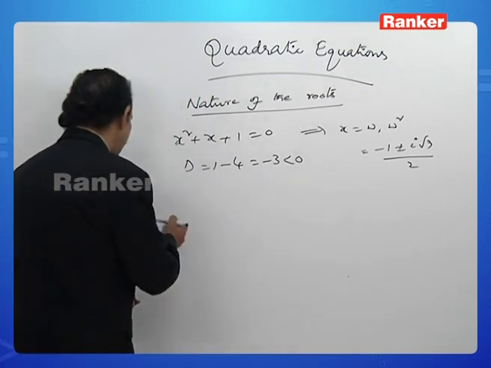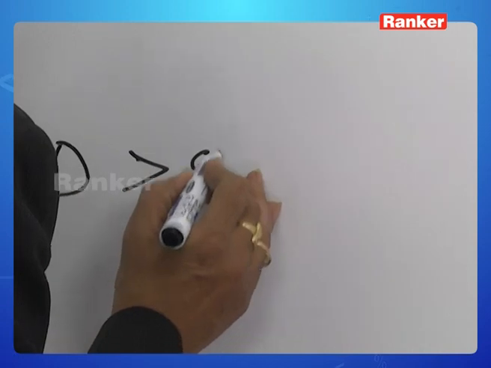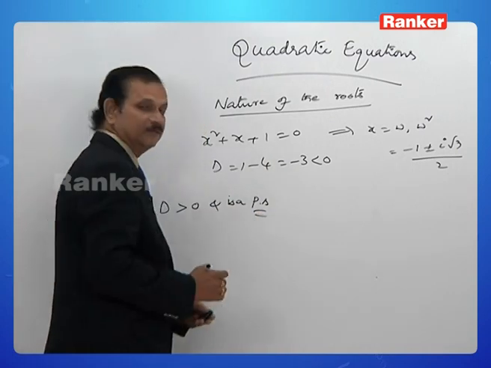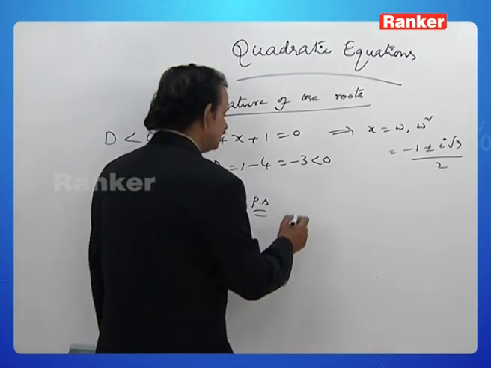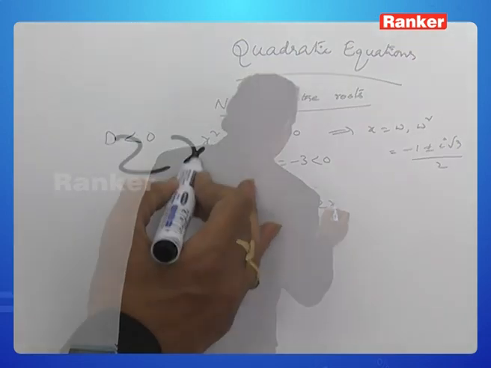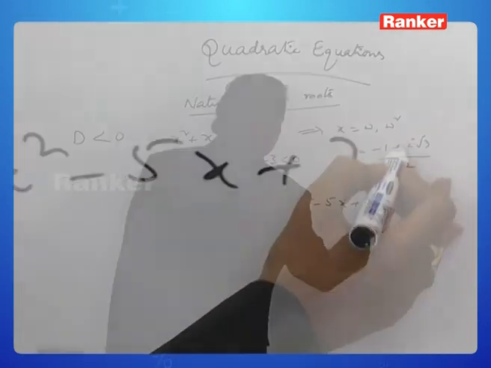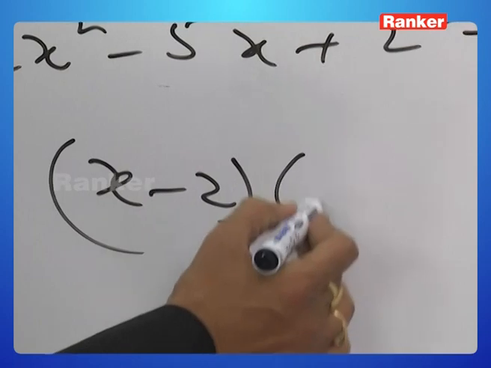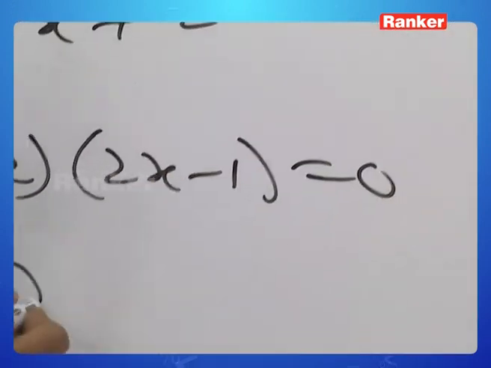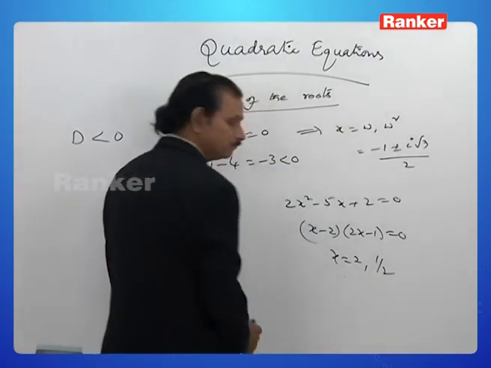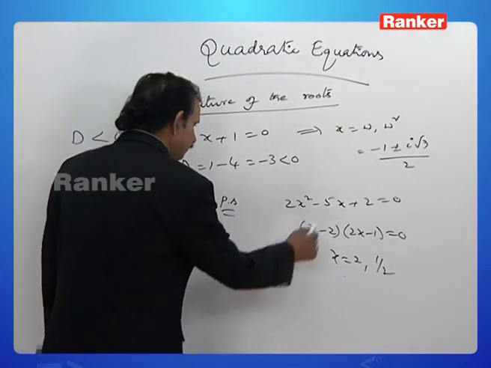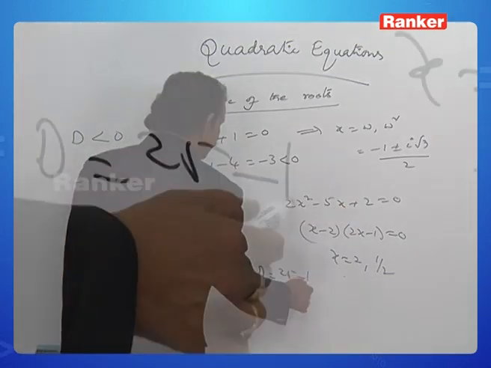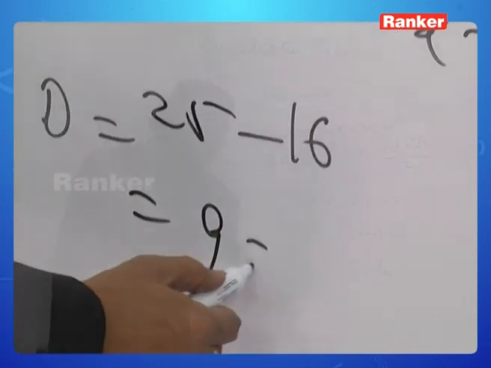Next, Case 4, D is greater than 0 and is a perfect square. What happens in this case? Please observe this equation, 2x square minus 5x plus 2 is equal to 0. You can factorize this. This is x minus 2 into 2x minus 1 is equal to 0. That is, x is equal to 2 or 1 by 2. Observe the case here. What is D? B square, that is 25, minus 4ac, 4 into 2 into 2 is 16. 25 minus 16 is 9. It is nothing but 3 square.